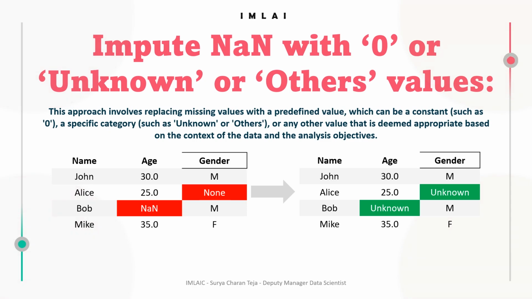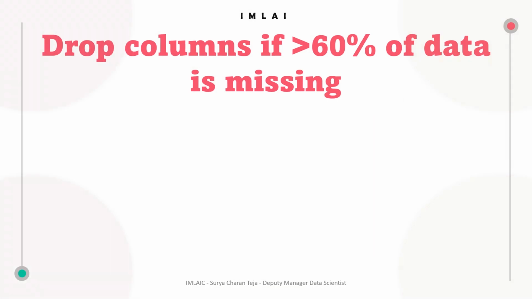So the next method that we have in our pipeline is dropping columns with more than 60% of missing data. It is also a data cleaning, or missing data handling, method. This involves removing columns from a data frame if they have a high percentage of missing or NaN, that's not a number, values. The threshold of 60% is arbitrary and can be adjusted depending on the specific requirements of the analysis or modeling task.